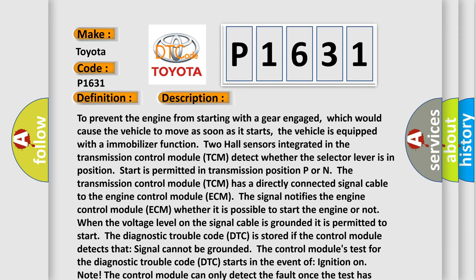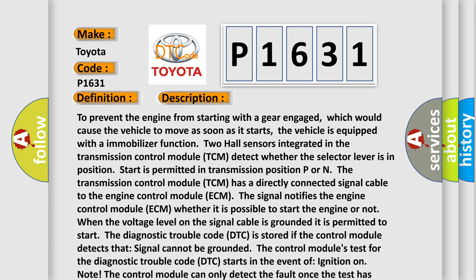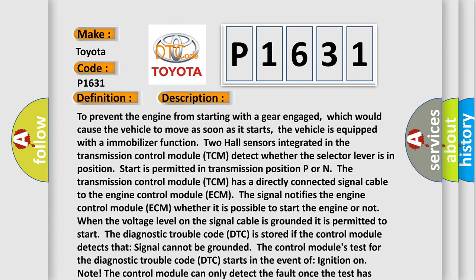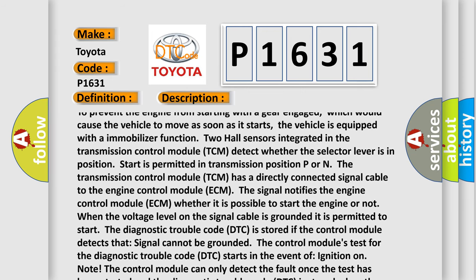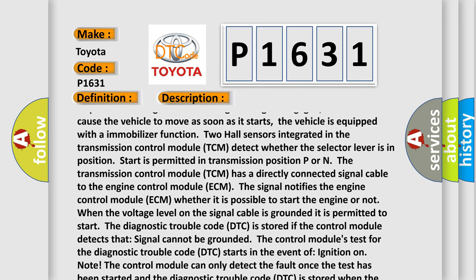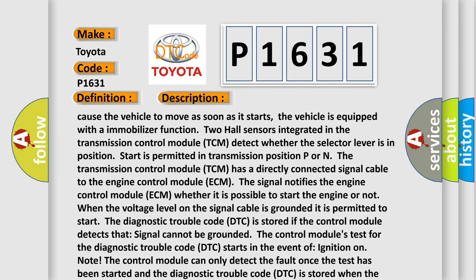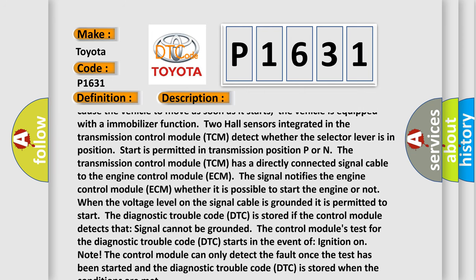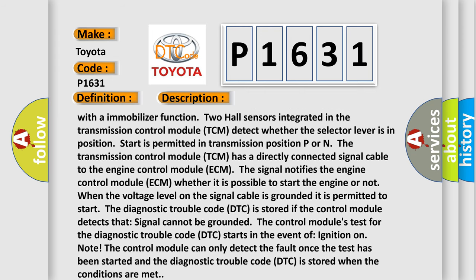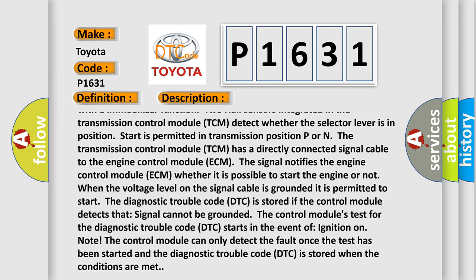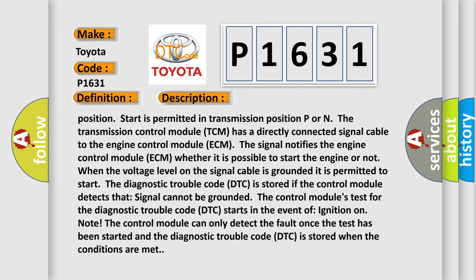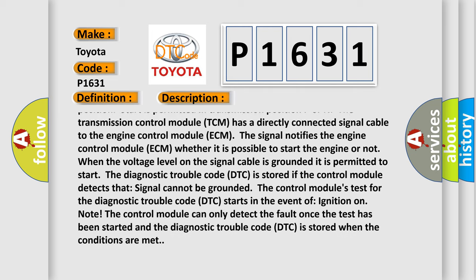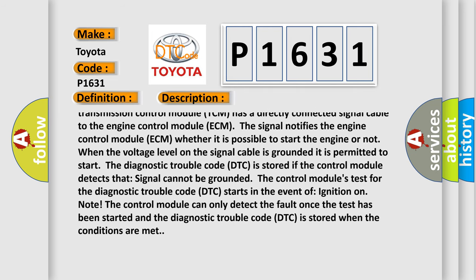To prevent the engine from starting with a gear engaged, which would cause the vehicle to move as soon as it starts, the vehicle is equipped with an immobilizer function. Two Hall sensors integrated in the transmission control module TCM detect whether the selector lever is in position; start is permitted in transmission position P or N. The transmission control module TCM has a directly connected signal cable to the engine control module ECM. The signal notifies the ECM whether it is possible to start the engine or not.